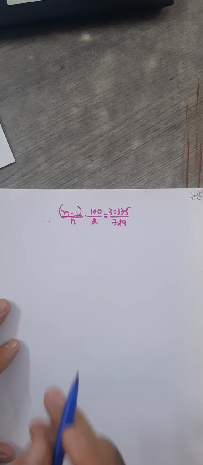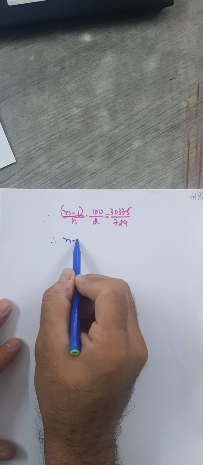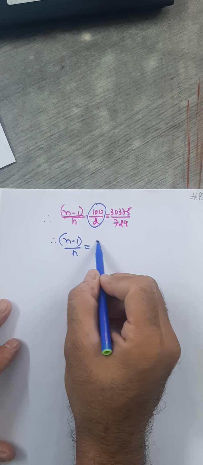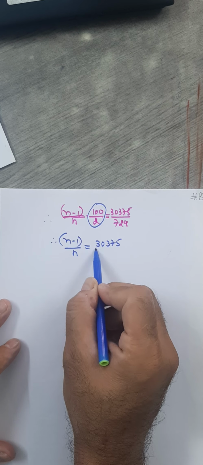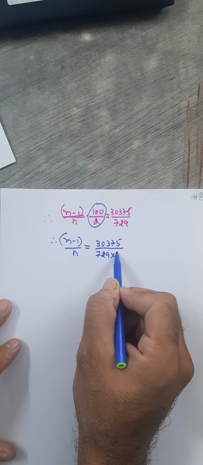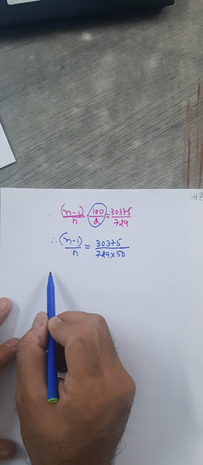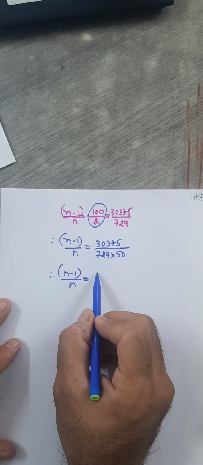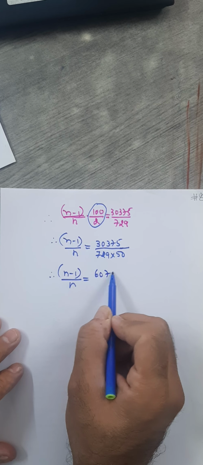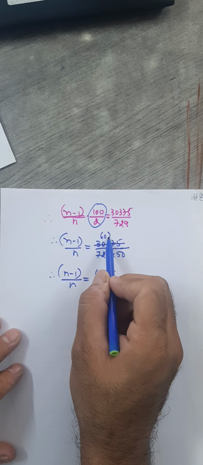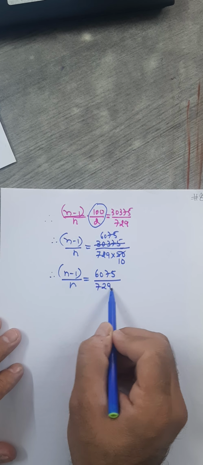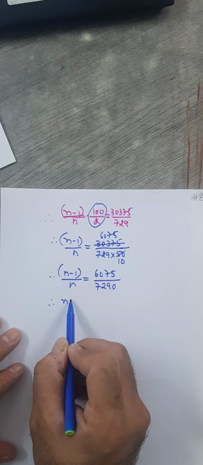So now we simplify. Here n minus 1 by n is 50, which I'll take down here, 30375 upon 729 into 5050. Here n minus 1 by n, at least by 5 you can divide this, so you'll get 6075, and here you will get 10 dividing by 5. So this is 7290. Cross multiplication.